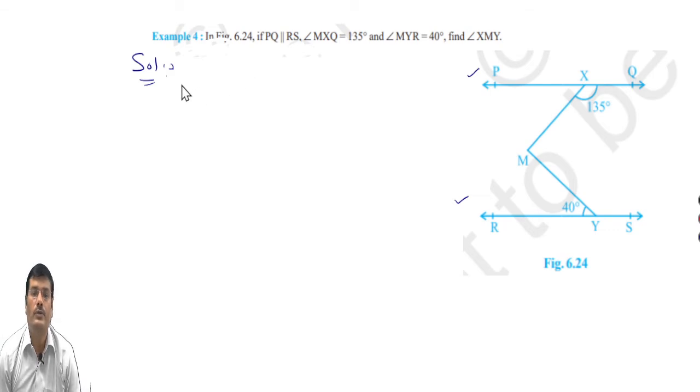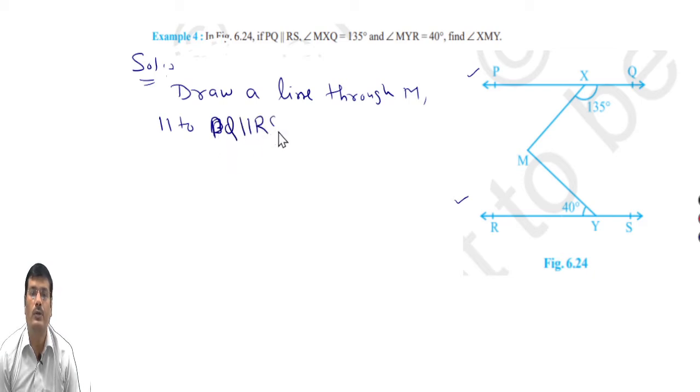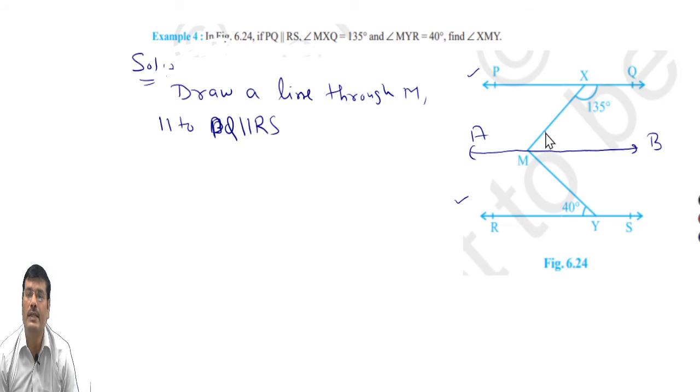To find the value of M, we simply draw a line through M parallel to PQ and parallel to RS, because these two lines are already given. Okay, so if we draw the line parallel to PQ and RS, let us suppose that this is the M. Now since we have to find this angle, let us suppose that this is angle 1 and this is angle 2.